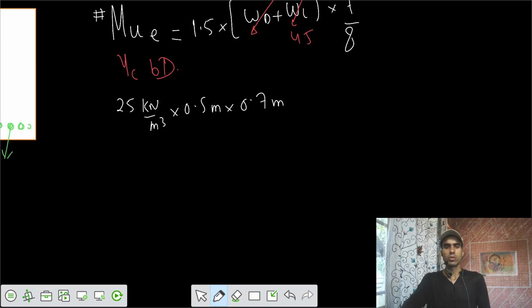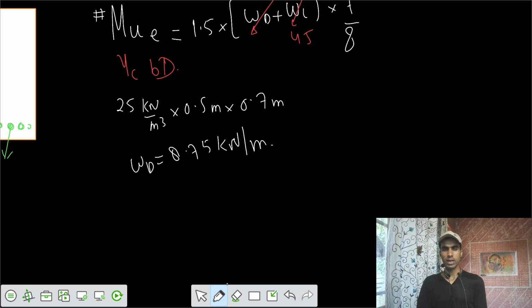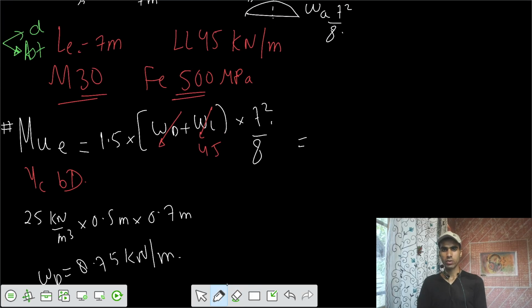So this value is equal to 0.7 into 0.5 into 25, 8.75 kilonewton per meter. This is the dead load we have, the self weight, 8.75 kilonewton per meter. So finally, overall value of this one, this was your w L square by 8, so I would say 8.75 plus 45 into 49 divided by 8 into 1.5 factor, 493.8.